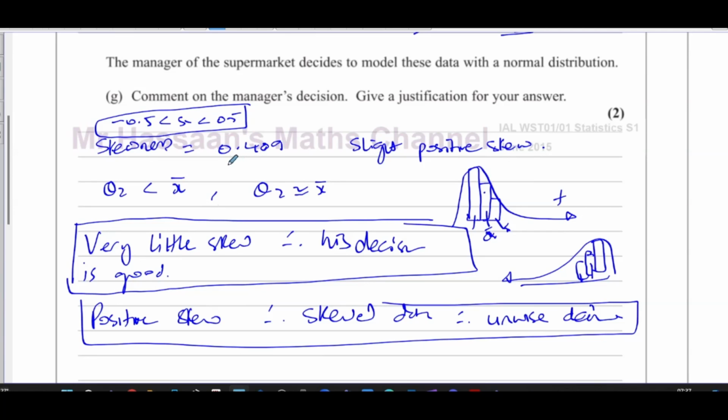You could mention the skewness being this value, or you could mention the mean and the median being almost the same value. You could mention both of those things, and you would be perfectly fine in getting the 2 marks. So that's how you would deal with this question. In general, if you have a measure of skewness between minus 0.5 and 0.5, it's quite close to a normal distribution. If it's more than that, then you're moving out of the normal distribution range. That's a rule of thumb here. I hope that was clear.